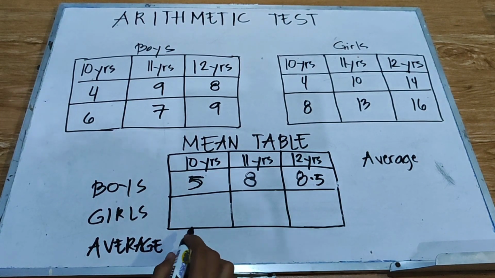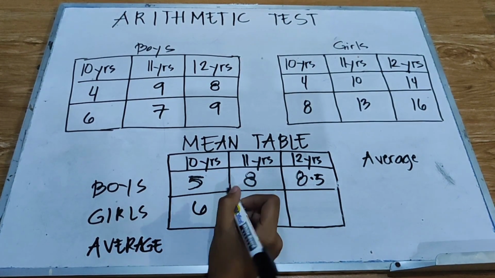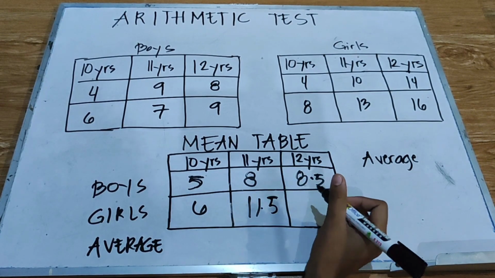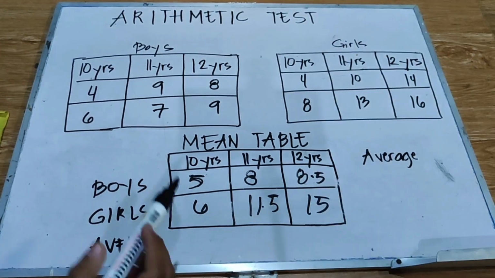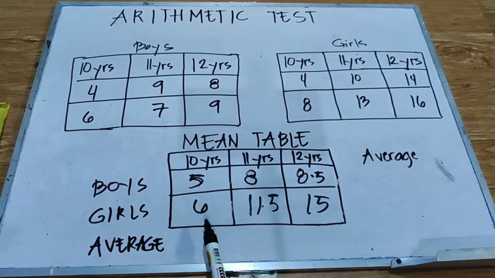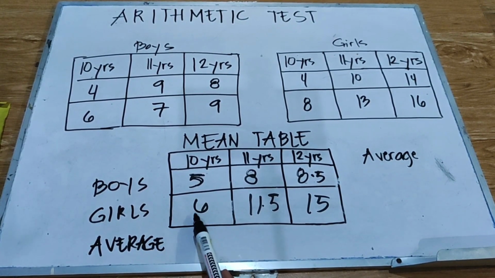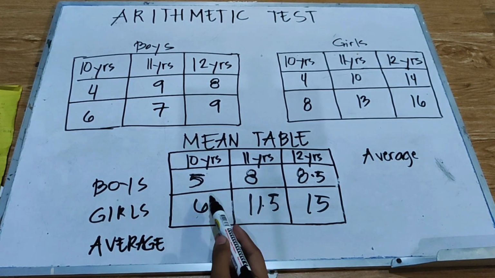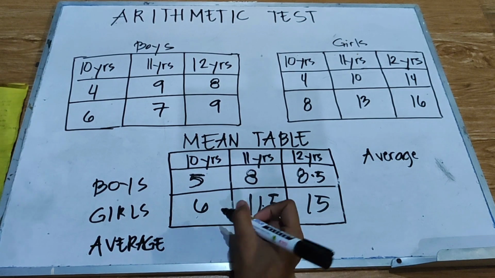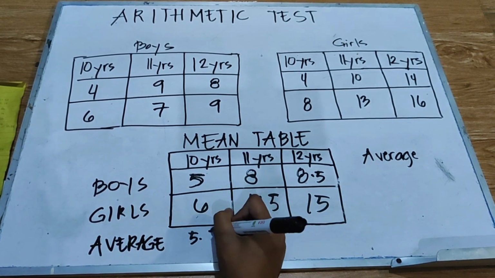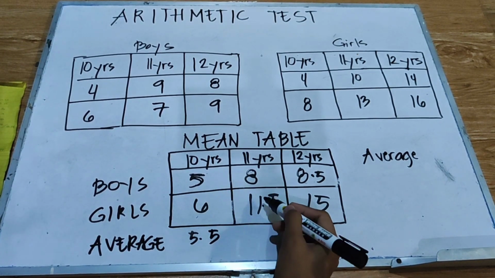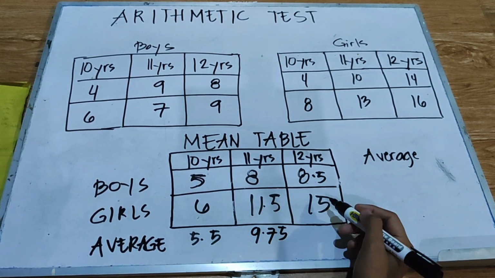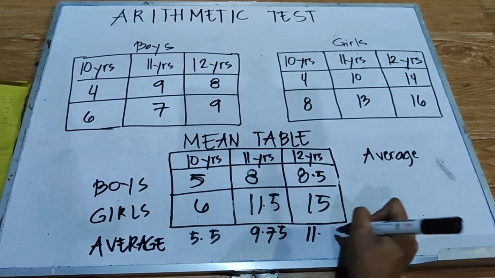So, sa girls na result kay is 6, 11.5, and 15. So, next, kuha na to ang main average sa 10 years, 11 years, o 12 years sa boys and girls. So, sa 5 o 6, ang ihang average is 5.5. Then, sa 11 years old, sa average sa boys and girls, kay 9.75. Then, sa 12 years old, kay 11.75.